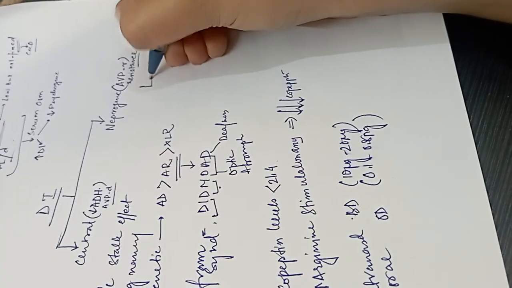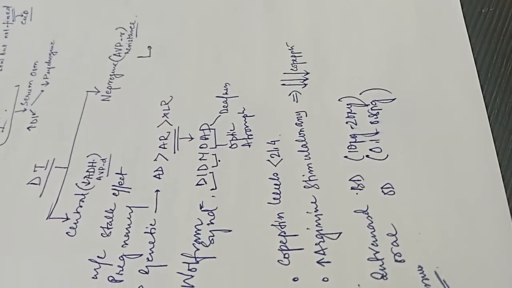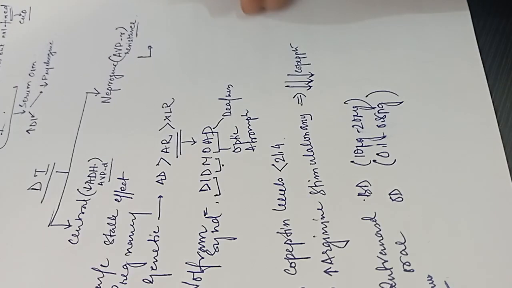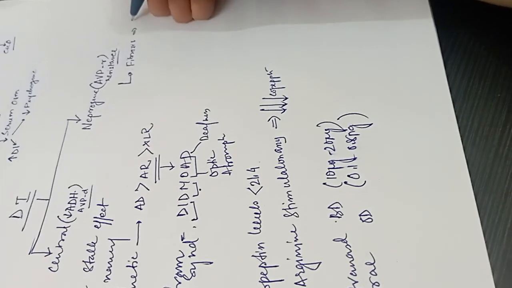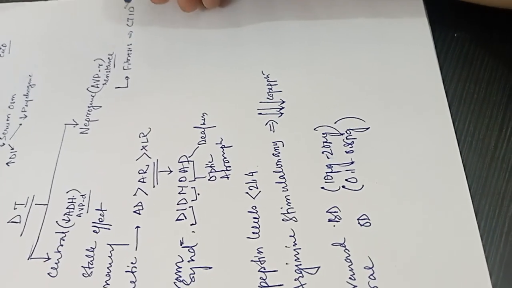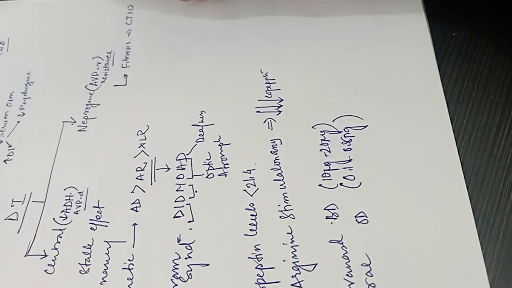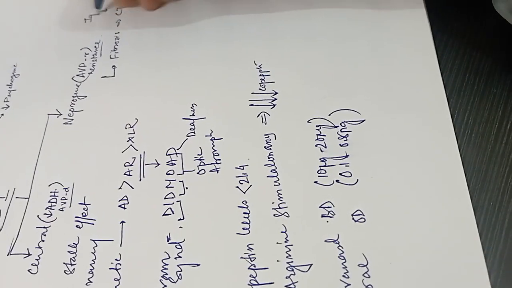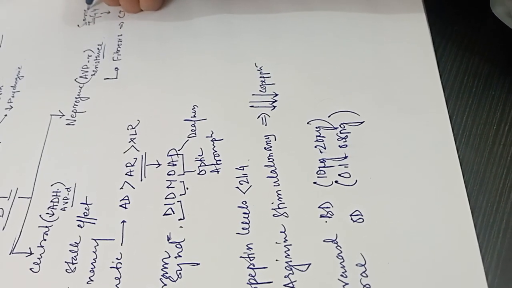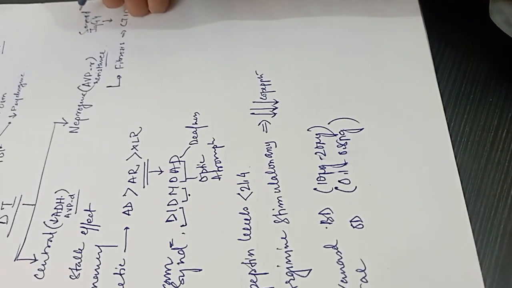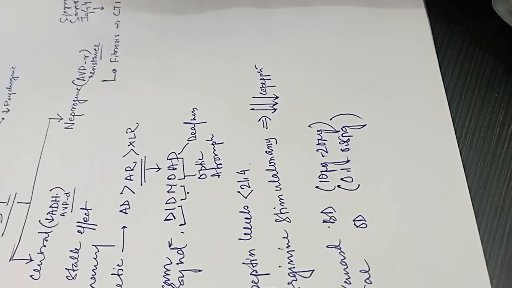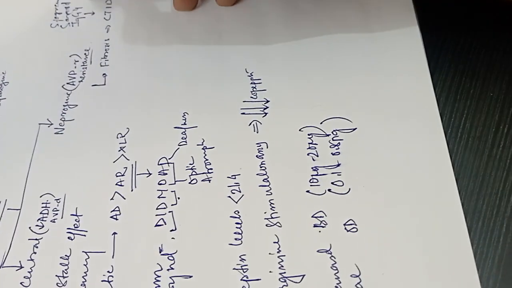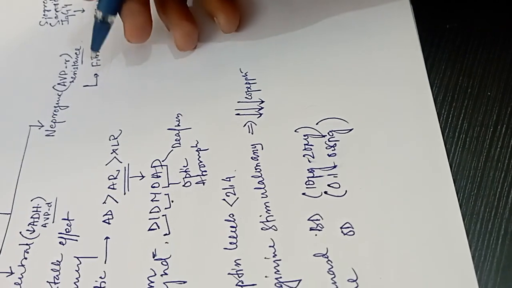Now going to nephrogenic. Nephrogenic can be due to fibrosis of the kidney, that is chronic tubulointerstitial disease. This can be due to IgG4, sarcoid, or Sjogren. Nephrogenic DI can be caused by all these, chronic tubulointerstitial disease, then fibrosis.